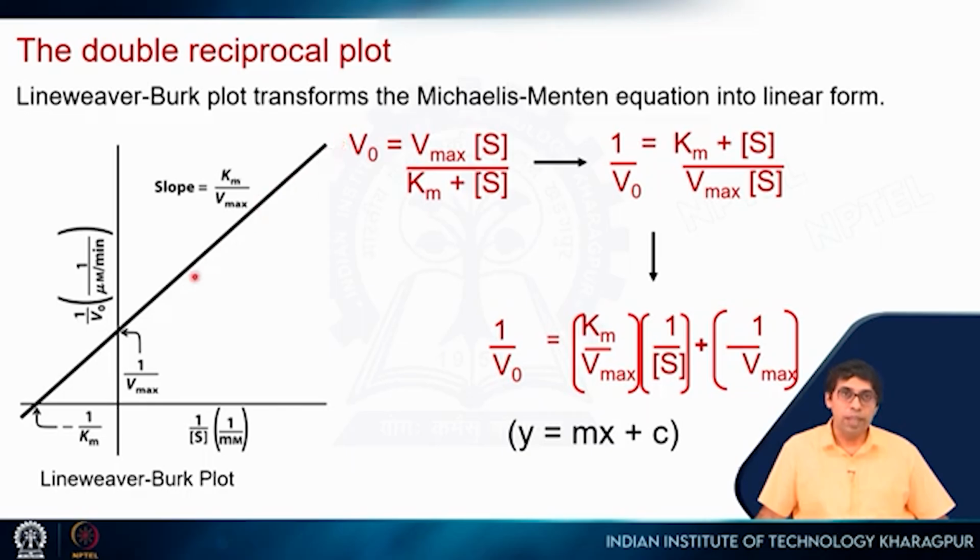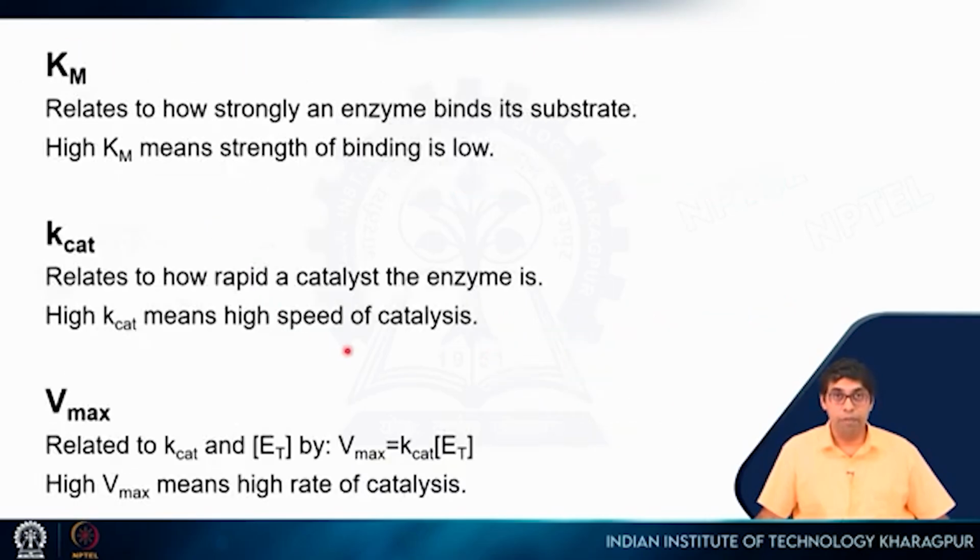Since it is a straight line, we can extrapolate it and get the y intercept and the x intercept, and if we get these two, we can get the Vmax from the y intercept and the Km from the x intercept. So, that is the power of this Lineweaver-Burk plot, and I will come back to this in the third lecture this week when I talk about inhibitors, and we will see that this plot becomes very useful in determining which type of inhibitor we have.